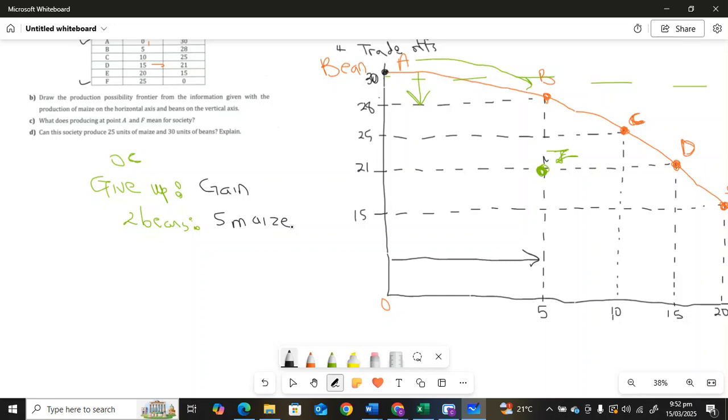Okay. That's the opportunity cost. That's the overall opportunity cost. But if they say, what is the opportunity cost per unit? Basically, to get 1 unit of maize, how many beans do we have to give up?